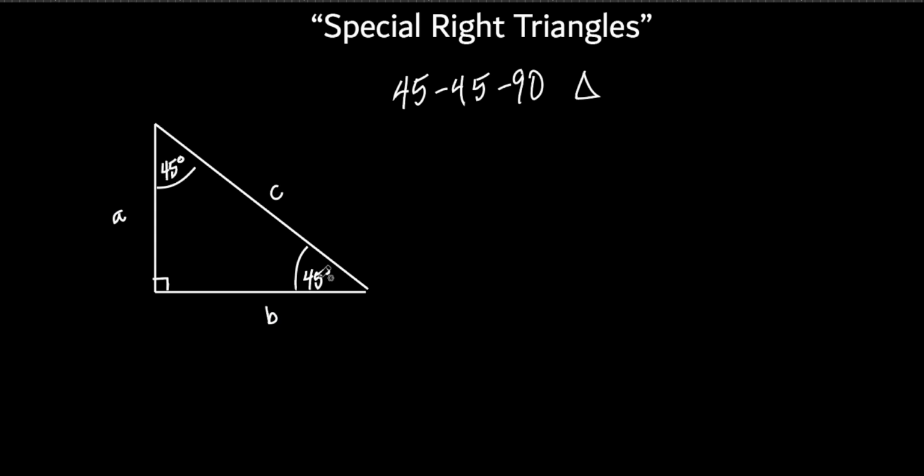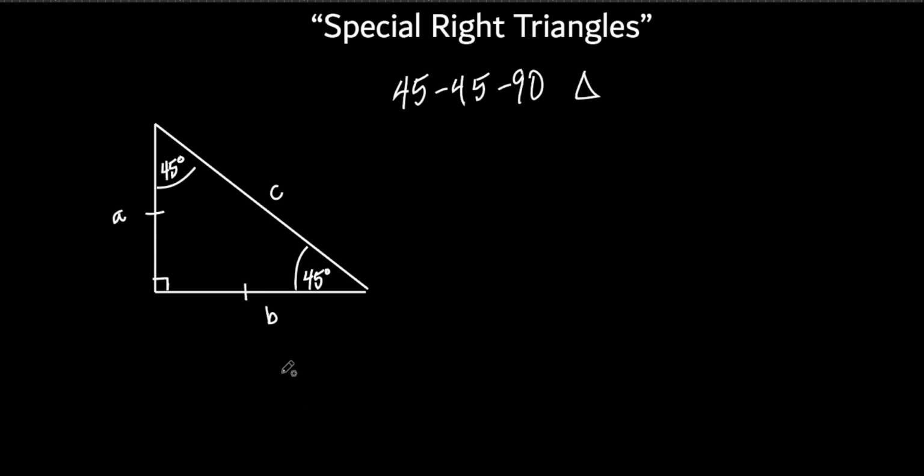If this is 45 and this is 45, what do you think is true about A and B? They're not 45, because this is the length. They're equal to each other, okay? And we show that they're equal to each other by putting a little mark through it like this. We call that a tick mark. I don't know if you've seen that before.